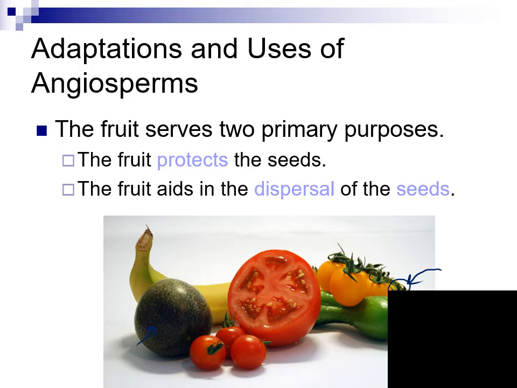So the fruit is protection for the seeds, but it's also important in dispersal, because if you have an animal that eats the fruit, many times the seeds have this pretty protective seed coat around it, so the seed doesn't get digested as it goes through the digestive system of that animal, and then it's going to end up somewhere else with a little pile of fertilizer ready to grow into the next generation. And so animals can help to disperse these seeds when they eat the fruit.